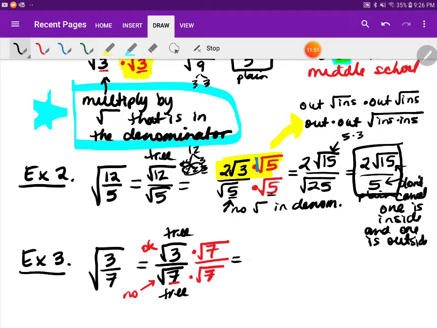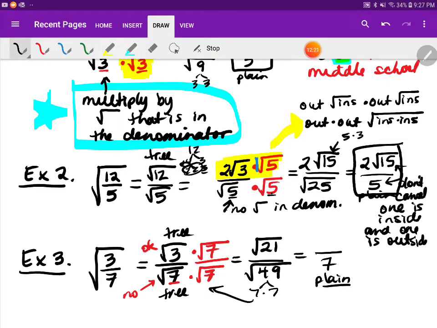Where are they? The 3 is inside or outside. The 7 is inside or outside. If they're both inside or they're both outside, then you are allowed to multiply them. So radical 21, square root of 49. Square root of 49, well, that just came from 7 times 7, right? So that would be plain 7.